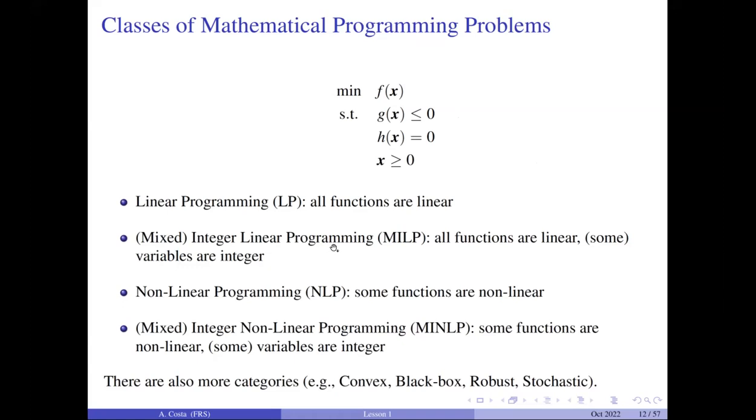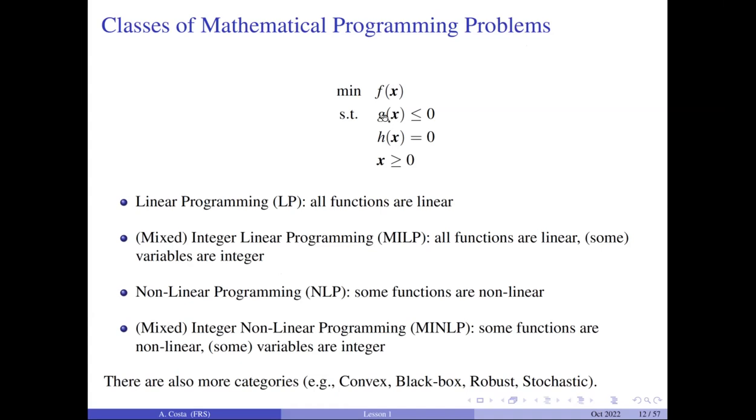Then you may have integer problems. Integer is when you still have the functions linear, but some of the variables may be integer. So for example, x, instead of being any number greater than or equal to 0, may be any integer number greater than or equal to 0. So this small difference makes the problems harder to solve. Harder to solve means you usually need more time to find a solution. But again, in this course, we don't focus on how to solve. Just for you to know that integers are usually harder to solve.